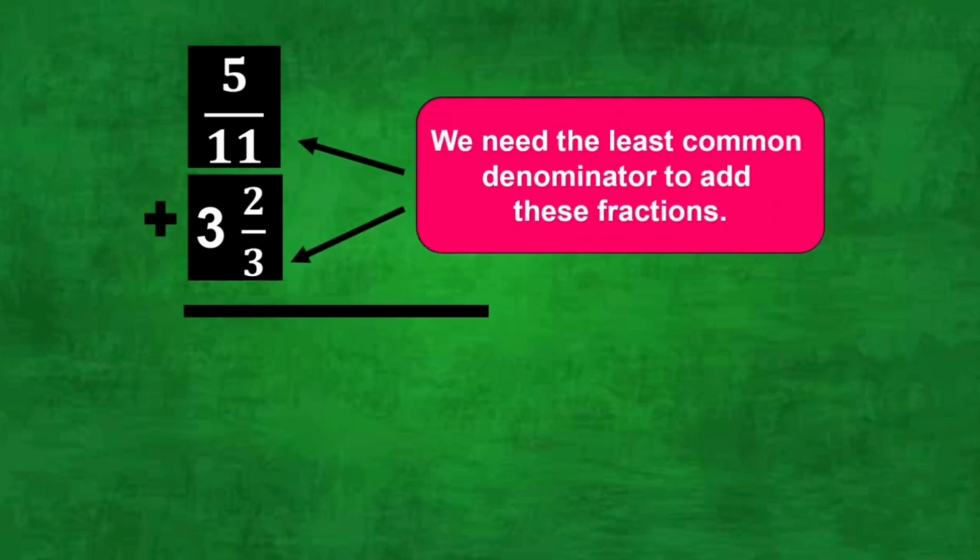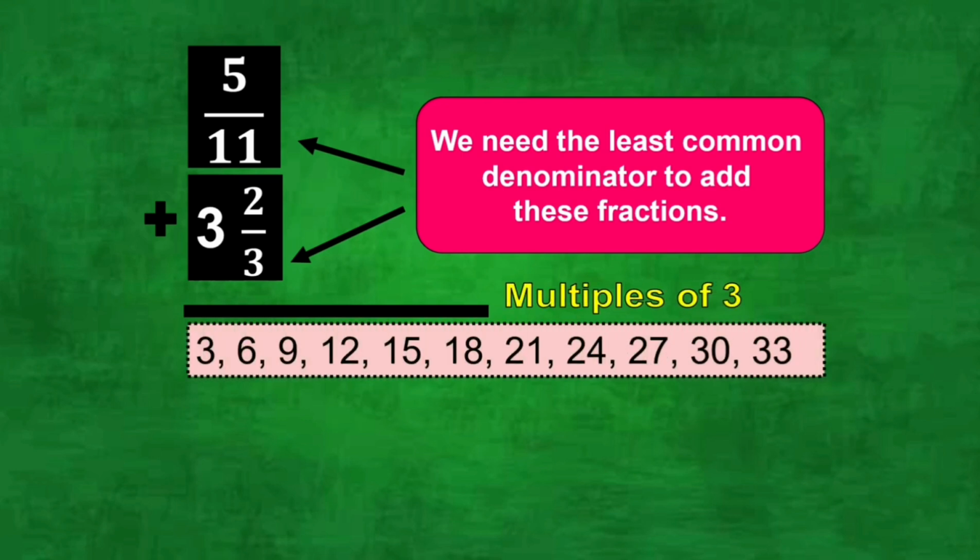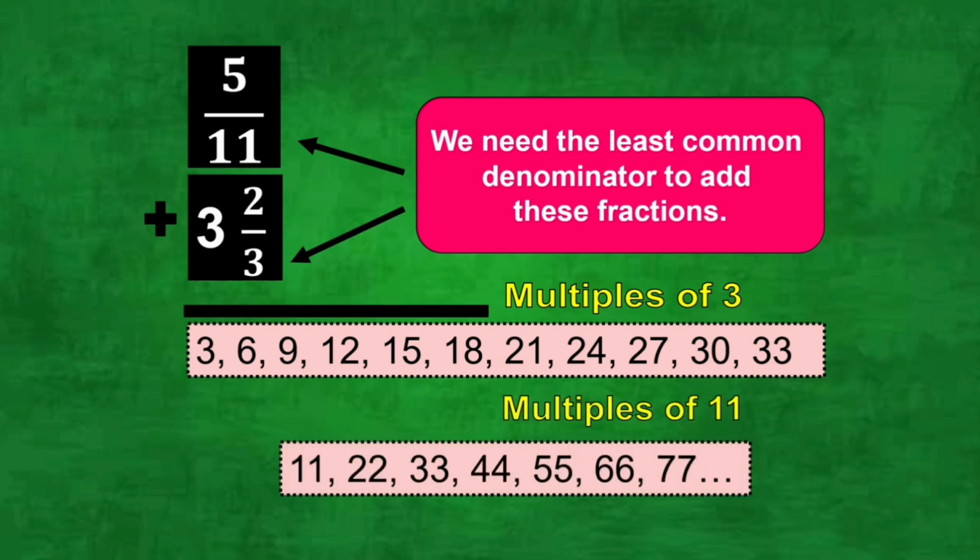Let us have another example. 5/11 plus 3 and 2/3. Now we need the least common denominator to add these fractions. So, list the multiples of 3 and the multiples of 11. Now the LCD of 5/11 and 2/3 is 33. Very good.